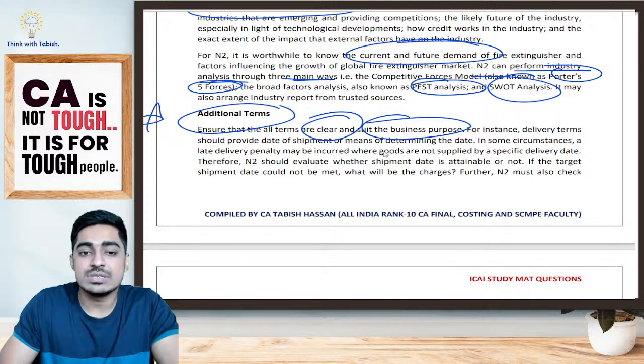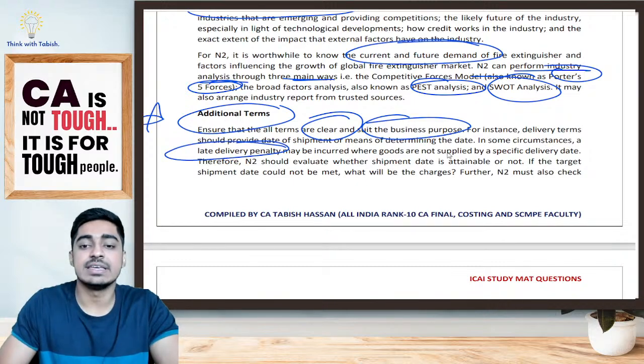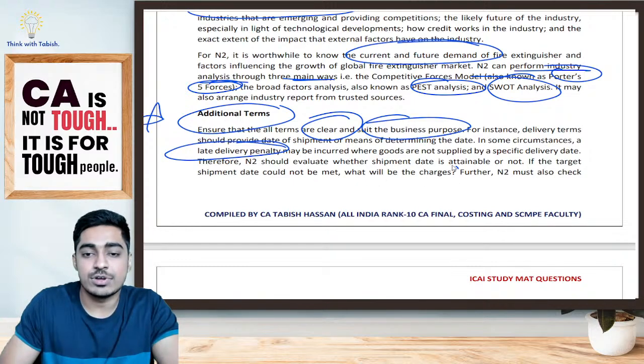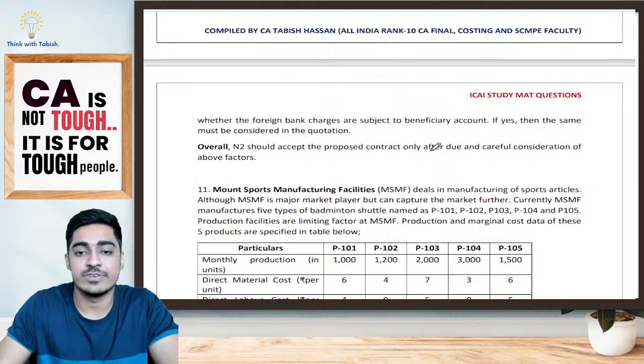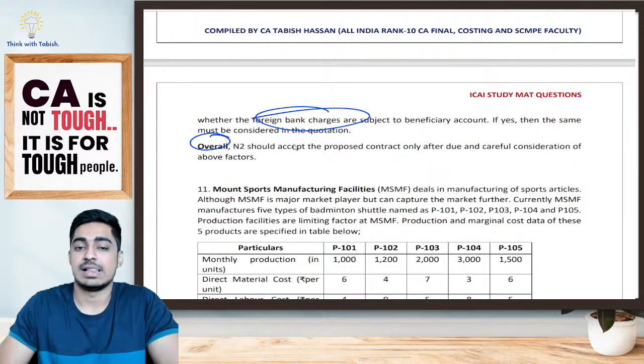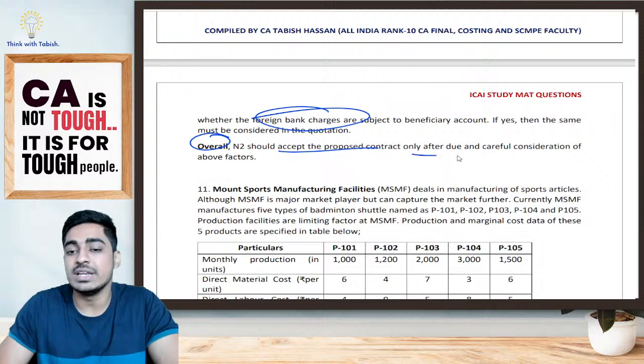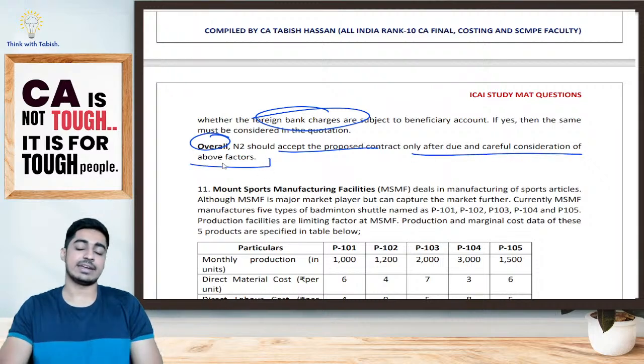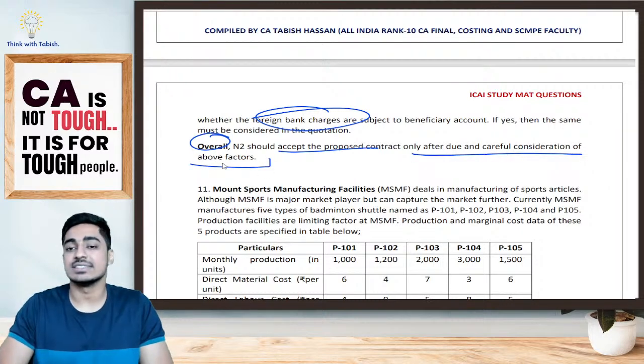Firstly, we need to see if there is any late delivery penalty. Whether there are any foreign bank charges. Other things also have to be considered, yes, foreign bank charges. Next, overall, we should accept the contract only after considering all these factors. This is how we answer.